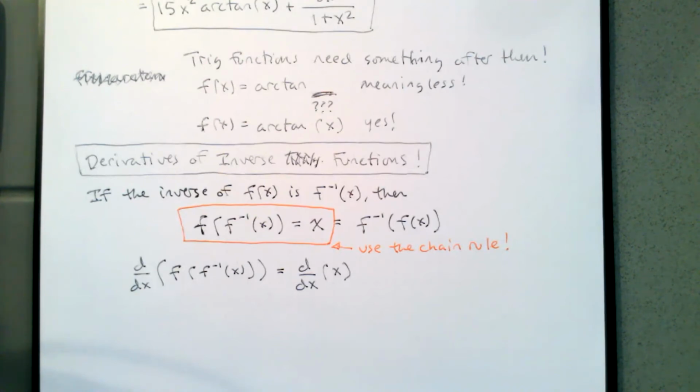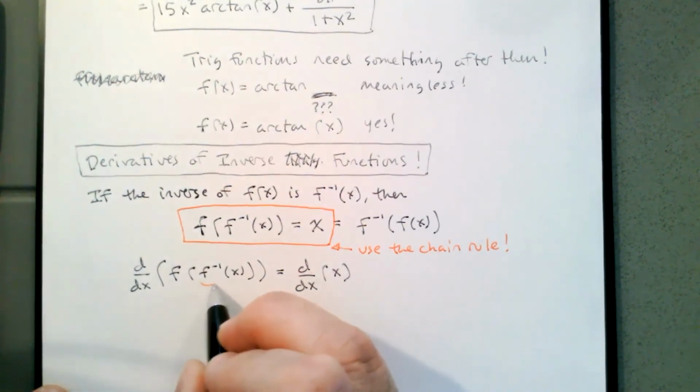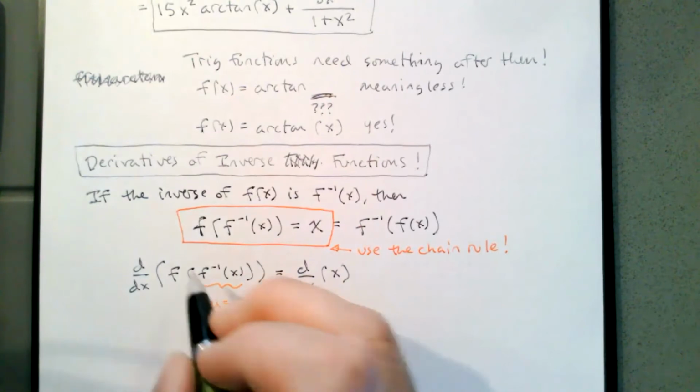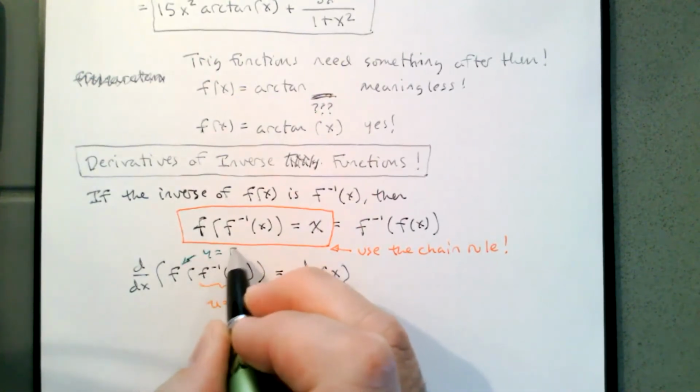Take a moment and read this expression here, this function, f of f inverse of x. Think about how the chain rule is going to apply. Now let's apply the chain rule. We're going to say that the inside is f inverse of x. So that's our inside function, that's the u. The outside function y is just the function f.